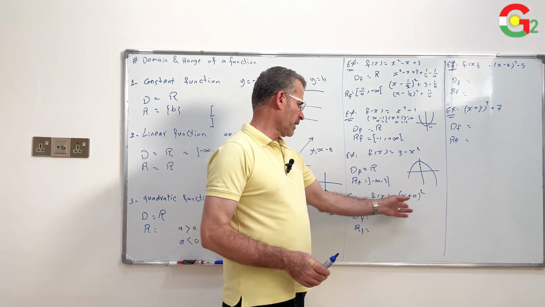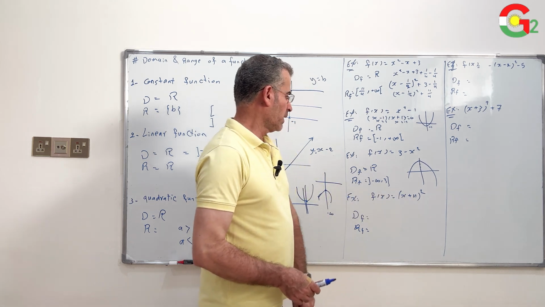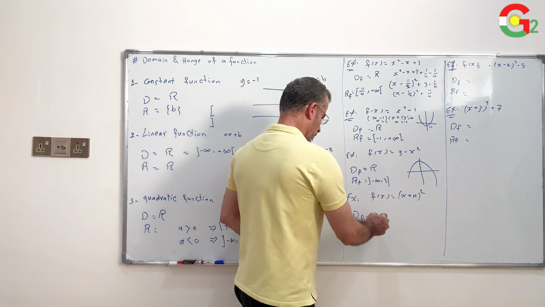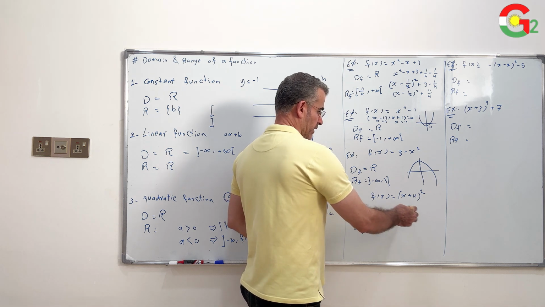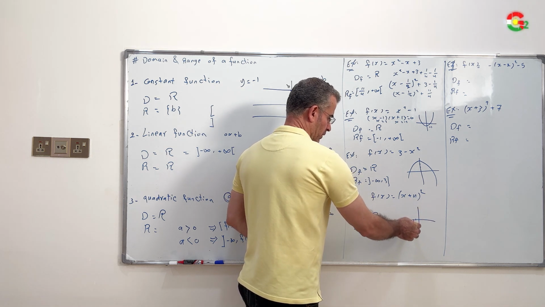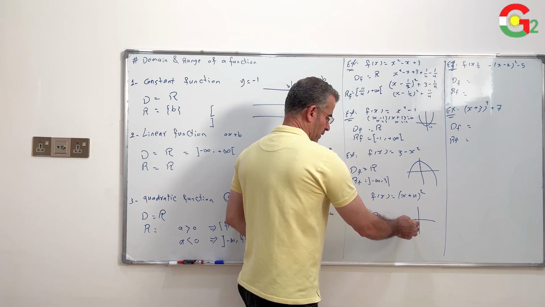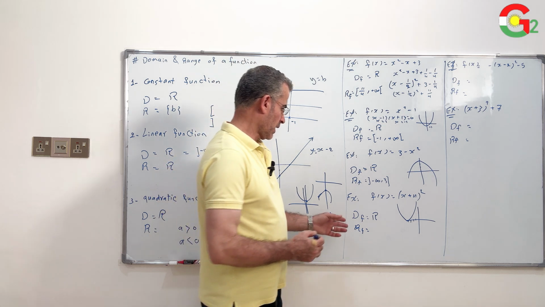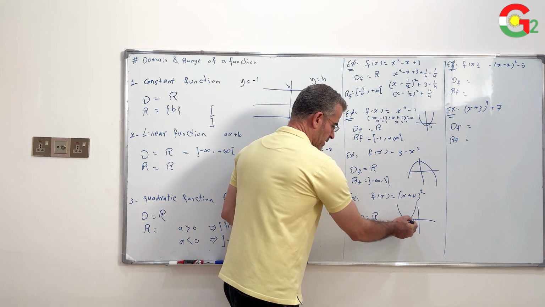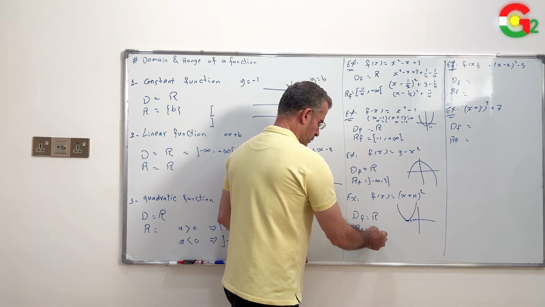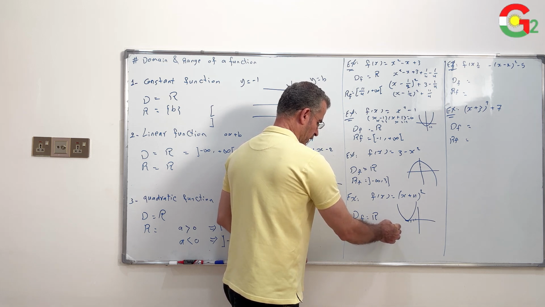Example: find the domain and range of this function, x plus 4 all squared. The domain is R, and the range: the graph of this function is shifted to the left 4 units, and the vertex is here. Then the range starts from 0 to positive infinity.